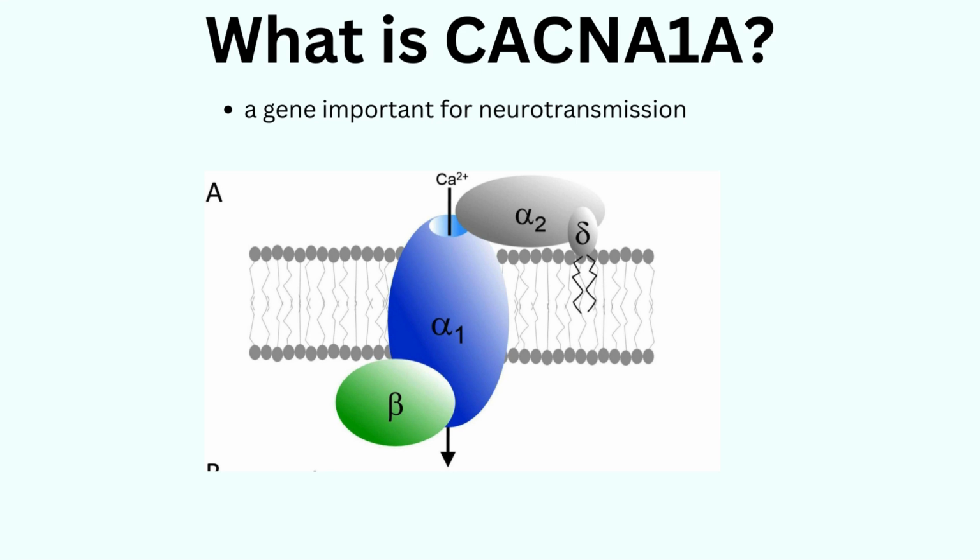First, what is CACNA1A? CACNA1A is a gene that codes for the Cav2.1 channel, which allows calcium to enter neurons. This is important for neurotransmission, which is how neurons in the brain communicate with each other.